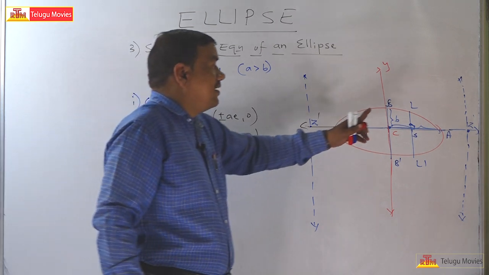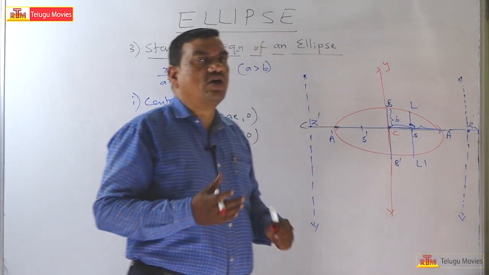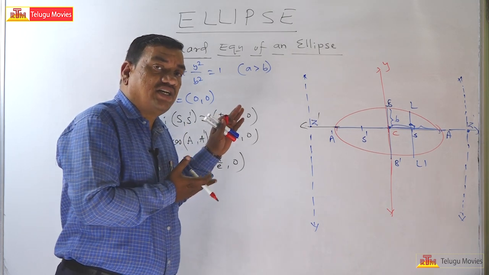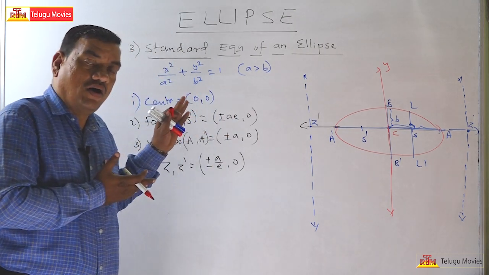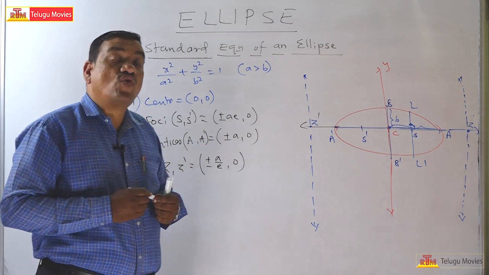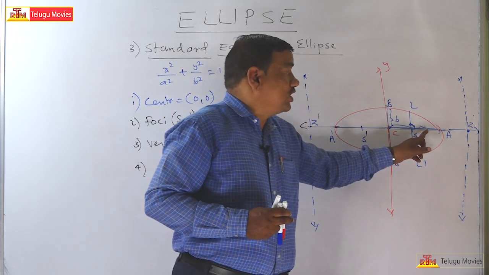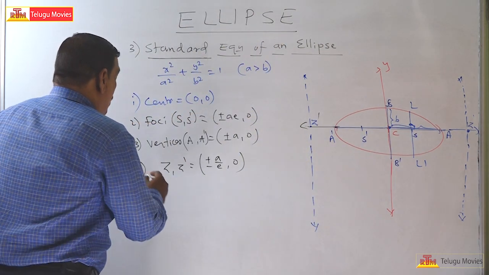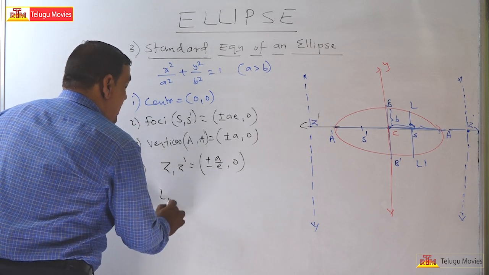Next one, latus rectum. I already explained all these definitions of what the latus rectum is in the parabola. Here also the definitions are the same. What is the latus rectum? It is a focal chord perpendicular to the axis of the ellipse. Now, the end points of the latus rectum are L and L dash.